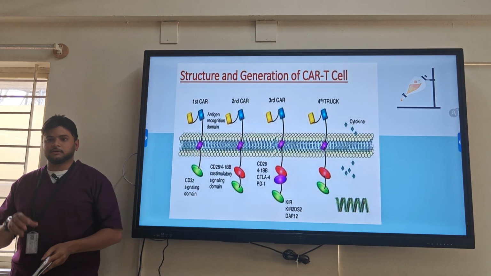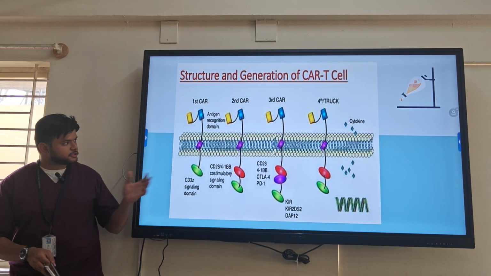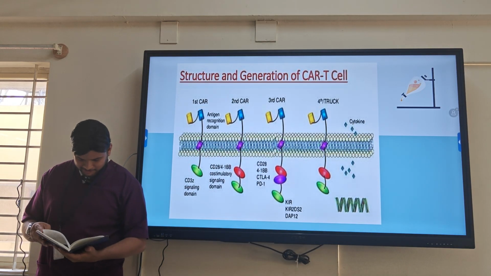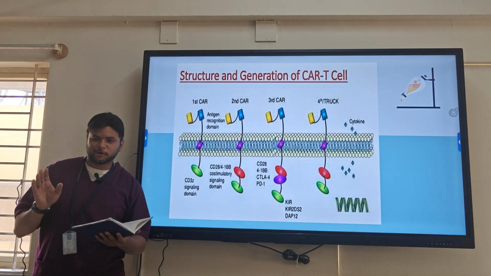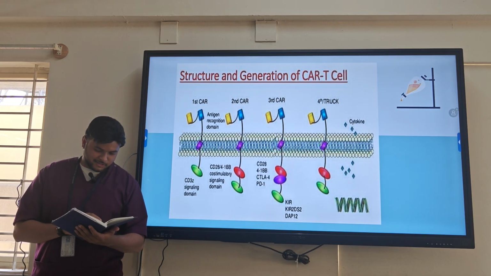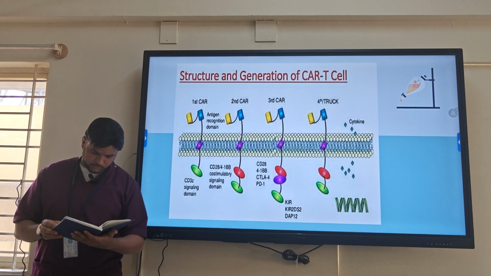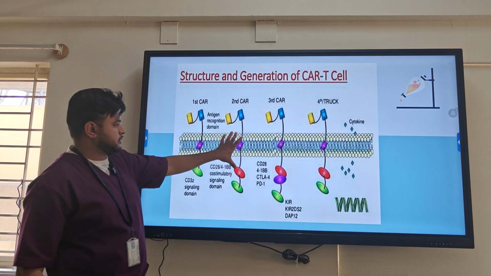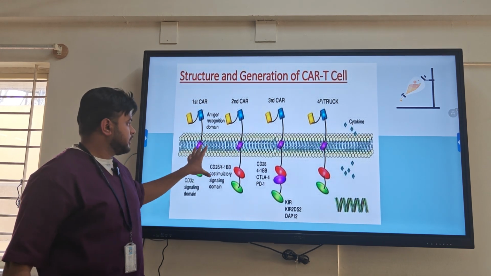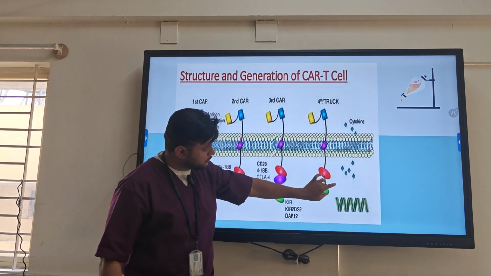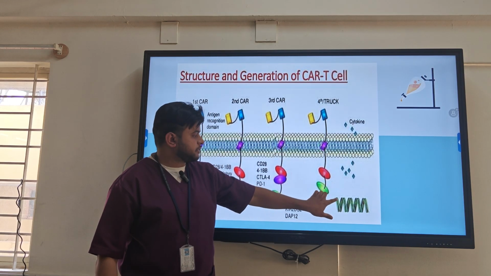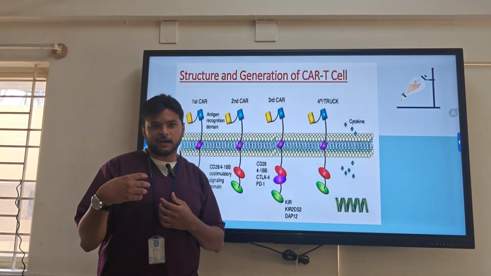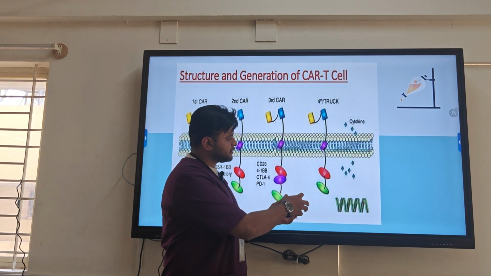It has a functional difference also in generation 1, 2, 3 and the TRUCK. TRUCK is not a truck. I have used many short forms related to automobiles, but the thing is TRUCK. TRUCK is the fourth generation, which has more range than this, and the fourth is along with the cytokine. The cytokine is what defends against the CAR T cells. We are including that in this, and we are sending it.